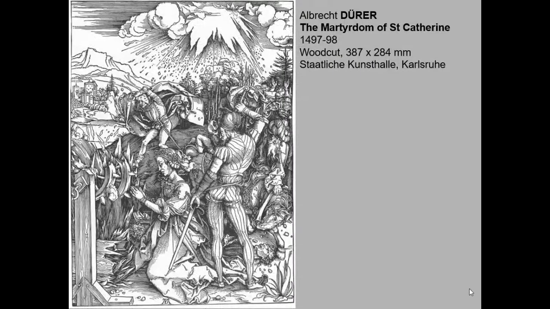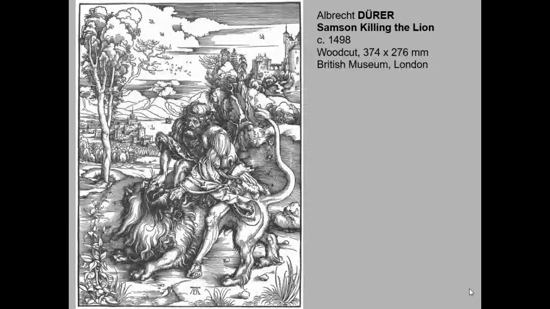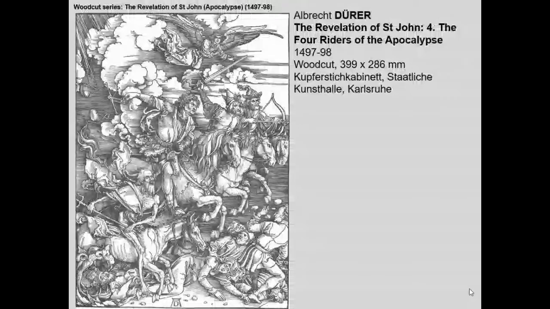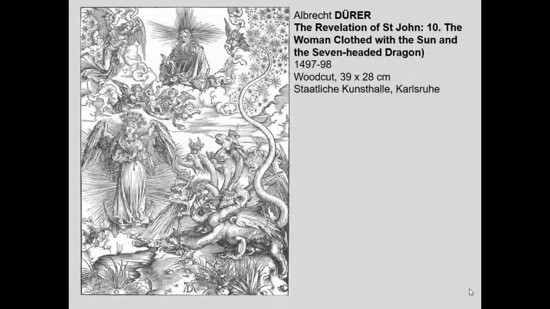Martyrdom of St. Catherine. You can see the Catherine wheel there on fire. And then perhaps the one he's most famous for in terms of woodcuts, the series that includes the Revelation of the Apocalypse. This is Revelation of St. John, number 4, the 4 riders of the Apocalypse. So you can see he's really become an absolute master of carving wood printing technique.